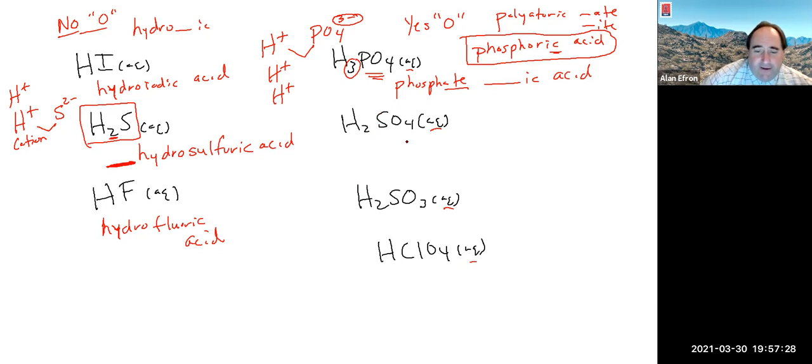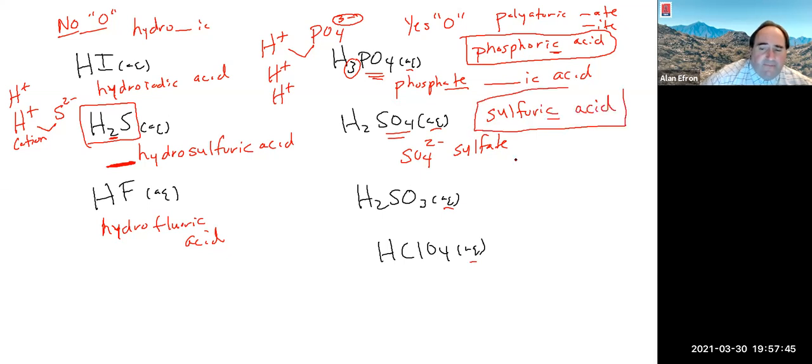Here, same thing. We're going to focus on the second guy there, which is SO4 2-. That is sulfate, which means my acid will then become sulfuric acid. Again, no hydro here because there's oxygen involved. Same thing with the H's. We have 2 of them to balance out the -2 that we got going on with the sulfate.